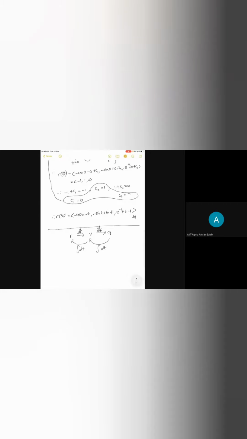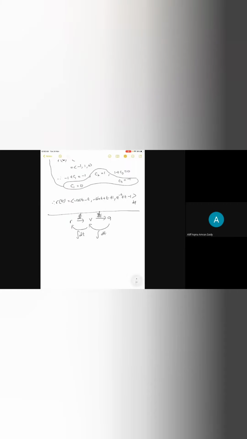So you have to find velocity. Given R, you have to find V and you have to find A. Okay, kalau diberi V, yang ini kena bezakan, yang ini kena bezakan. Tapi kalau diberi A, okay, so this one you have to integrate. This one also you have to integrate. Okay, so you kena tahulah dia punya beza tu.